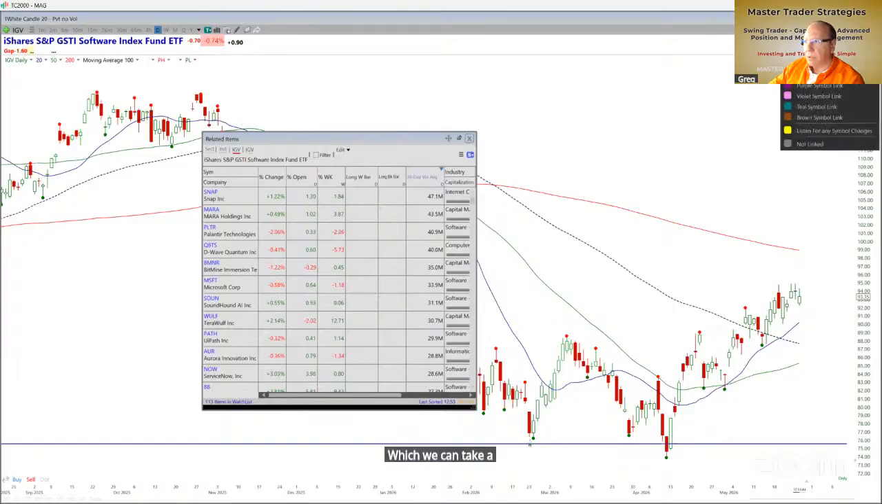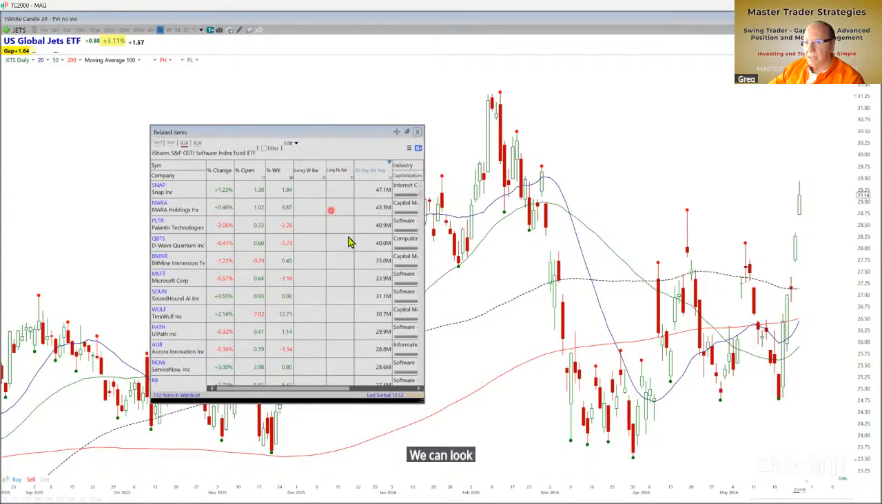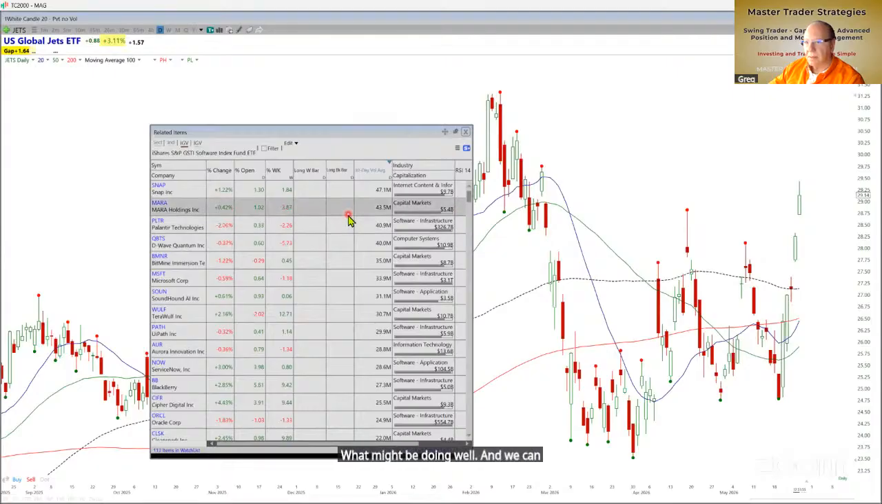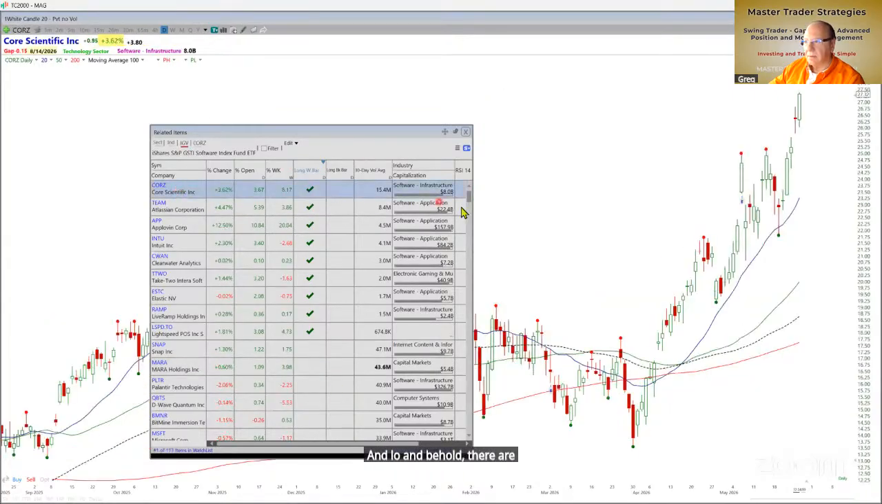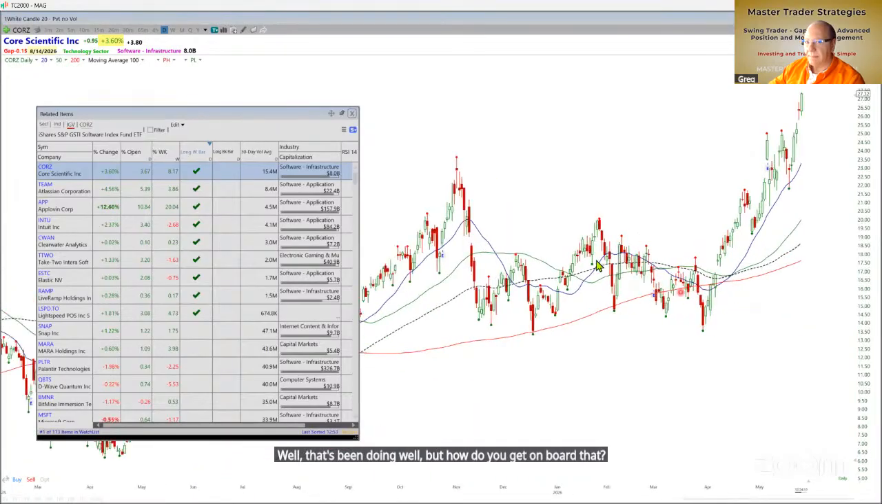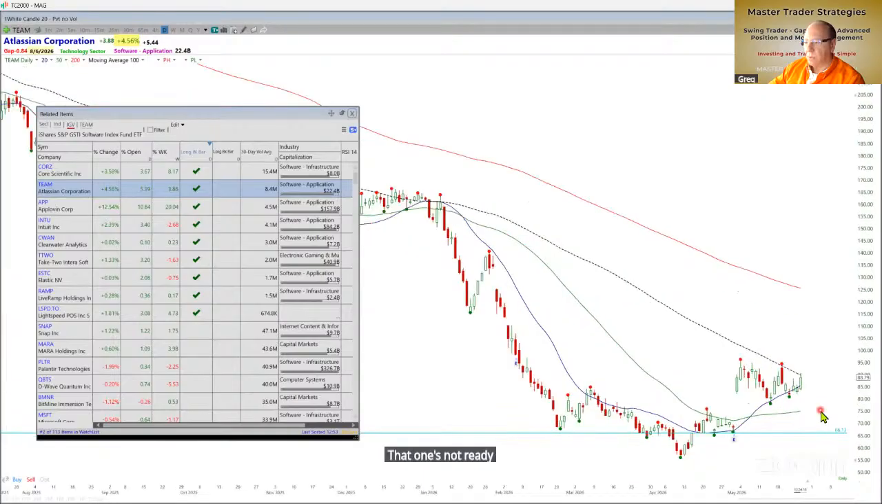And if I change this to blue, right, we can look in here and see what might be doing well. And we can scan for, right, if there are any bullish wide range bars today. And lo and behold, there are. Well, that's been doing well, but how do you get on board that? Got to wait for setup. Team. Well, that one's not ready for prime time.